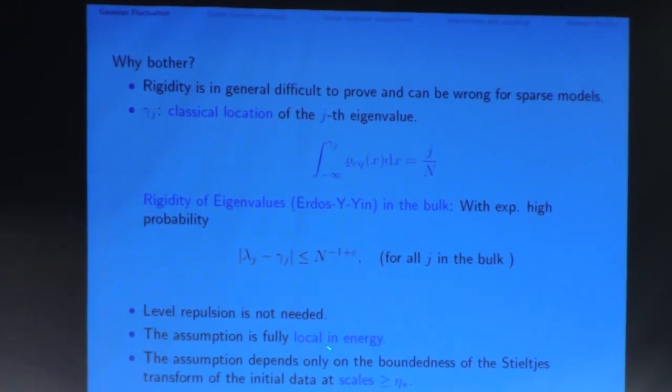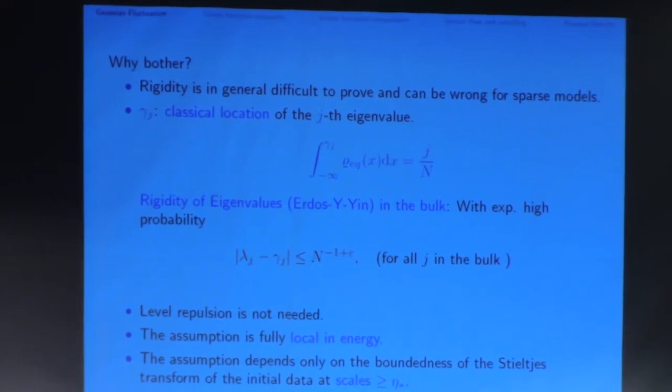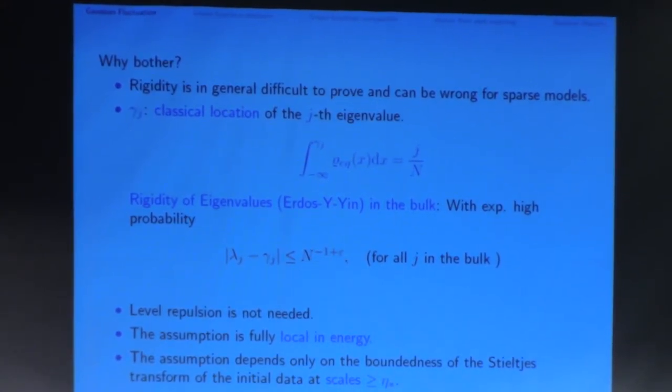And the next point is that the assumption is always local. In the beginning of random matrix theory, if you wanted to talk about bulk universality, you also had to understand the edge, because the edge would influence the bulk. Now this is completely separate. If you want to know the edge, you study the edge. If you want to know the bulk, you study the bulk. Everything is local. And the assumption depends only on the bound on the Stieltjes transform of the initial data, at scales only bigger than eta star. You don't have to go to the smallest scale, and then it works.